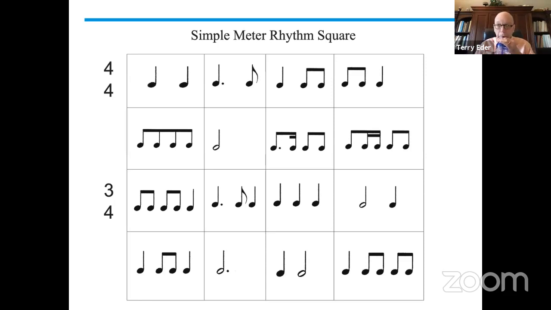So, hopefully, I needed to get a swallow of water there. Hopefully you've been practicing rhythm all along.